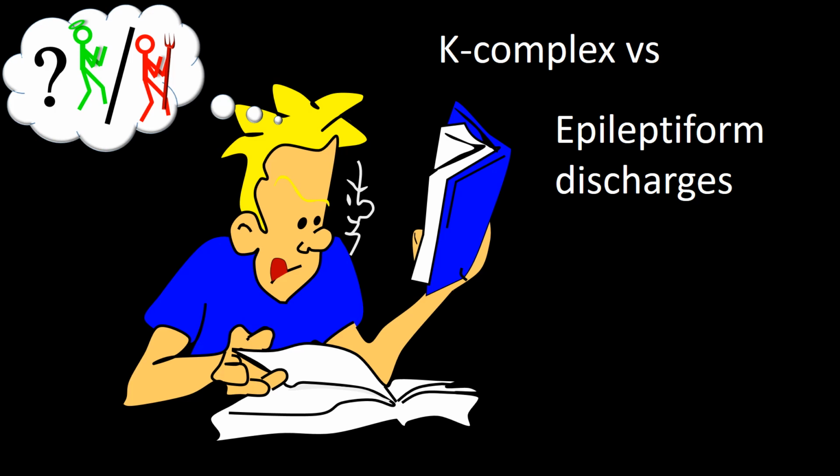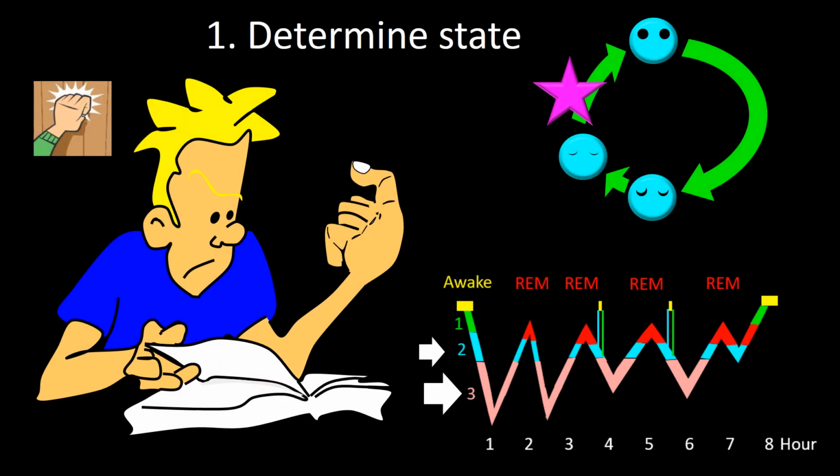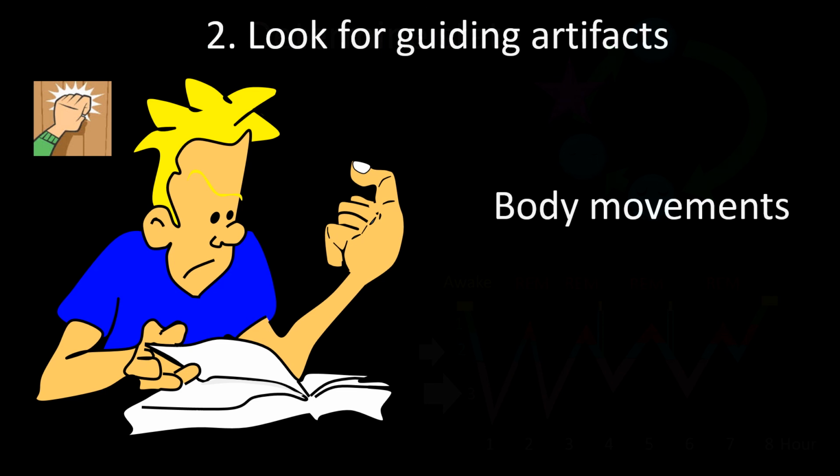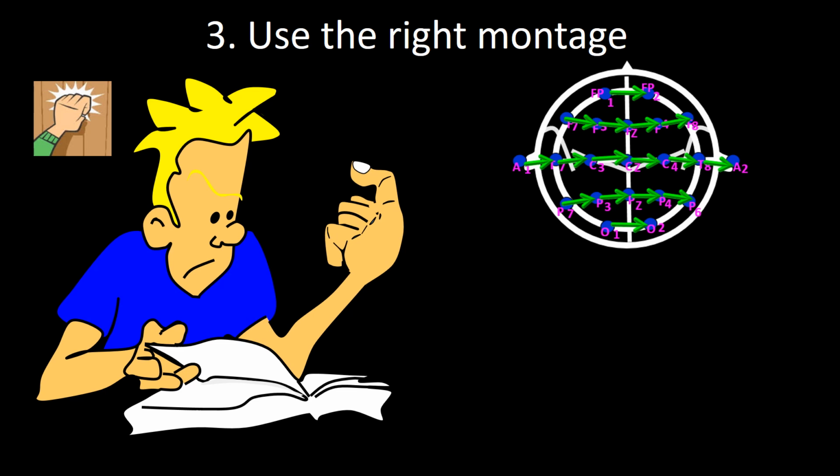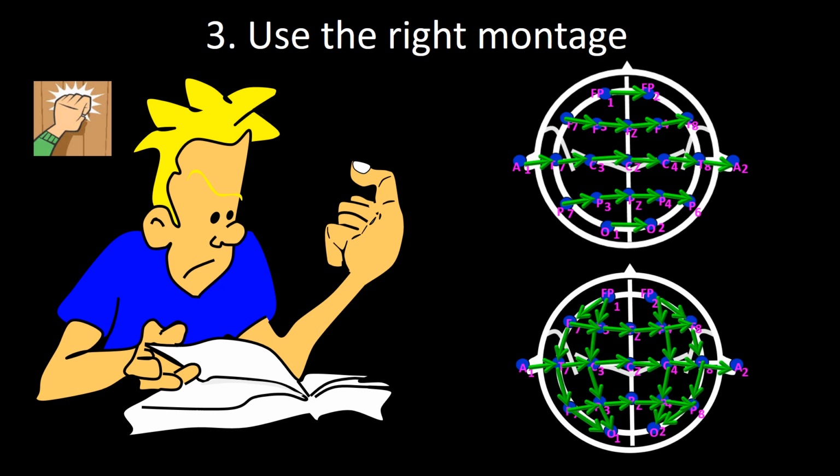K-complexes must be distinguished from epileptiform discharges. They occur during sleep, during stage 2 and 3. K-complexes are associated with body movements. They are best seen using a transverse bipolar montage or double banana with transverse chains.